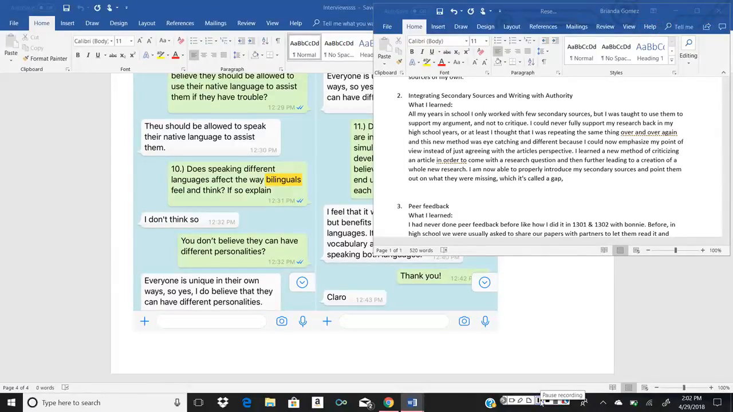The second one I chose is integrating secondary sources and writing with authority. And what I learned is that in all my years in high school, I only worked with few secondary sources, but I was taught to use them to support my argument and not to critique. I could never fully support my research back in my high school years, or at least I thought that I was repeating the same thing over and over again.